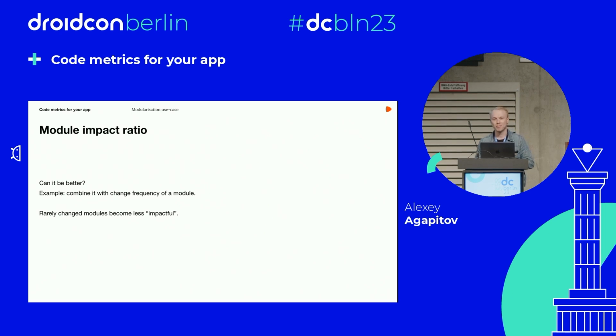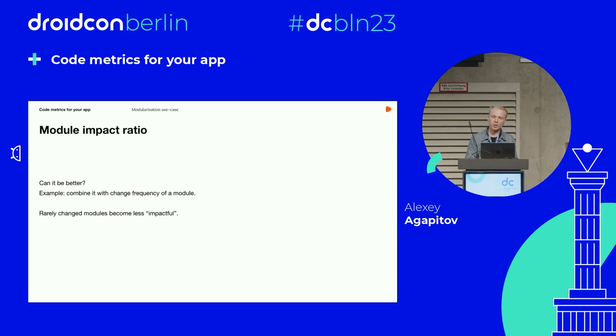But can it still be better? Of course. You might have guessed throughout the presentation, I was mentioning that some modules don't change that often. And it means that even if one of the modules has a very high impact ratio, it doesn't necessarily mean that it's a bad module or an unhealthy module. If this module is almost never changed, then we can multiply, maybe, as an example, the ratio of this module by change frequency, maybe 0 to 1. And this module suddenly becomes less impactful, so we don't need to worry about it.